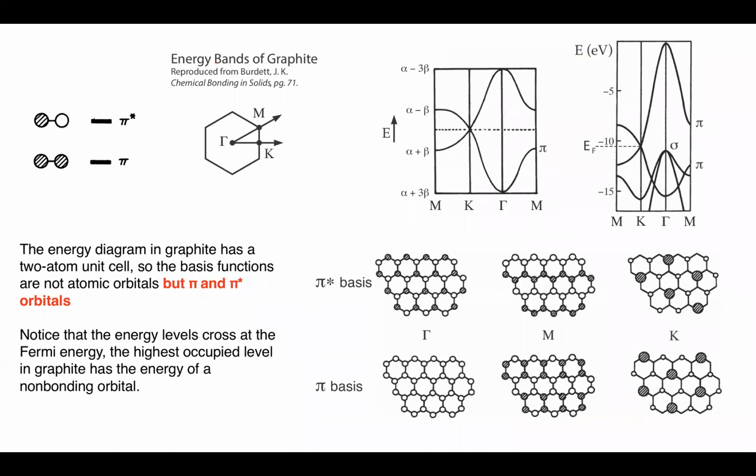Let's do this for graphene. So in graphene or graphite, we're going to take combinations of pi basis functions and pi star basis functions. Here's our symmetry, our lattice, and the unique directions that we're going to consider. What's the gamma point? That's k equals 0, right? In x and y.